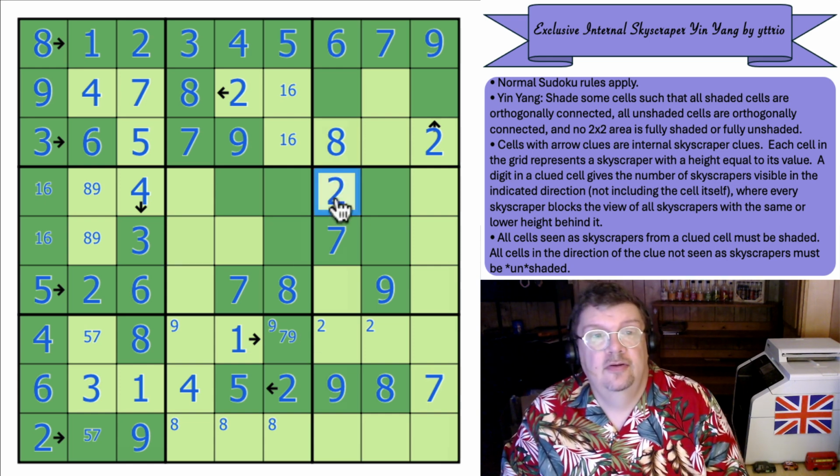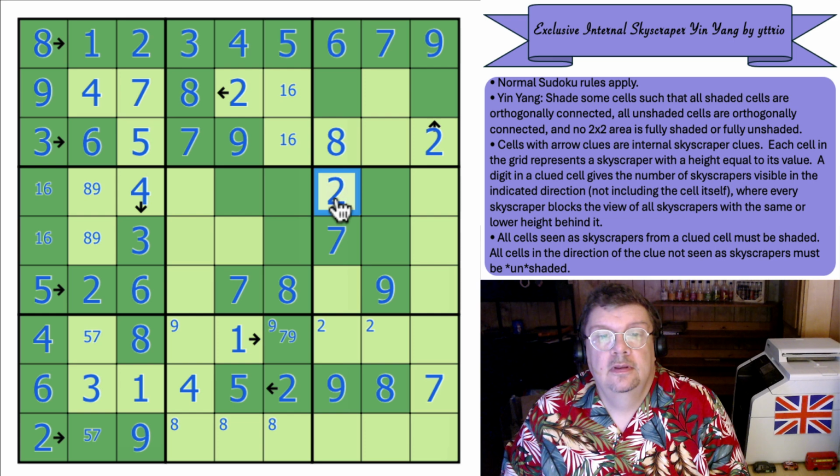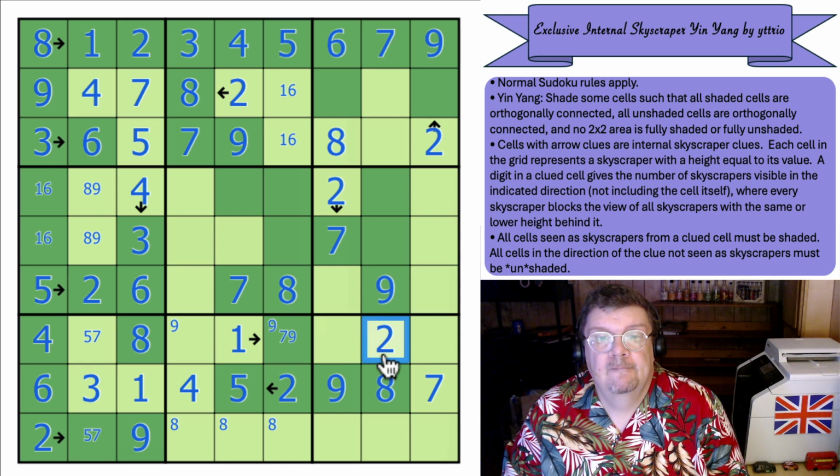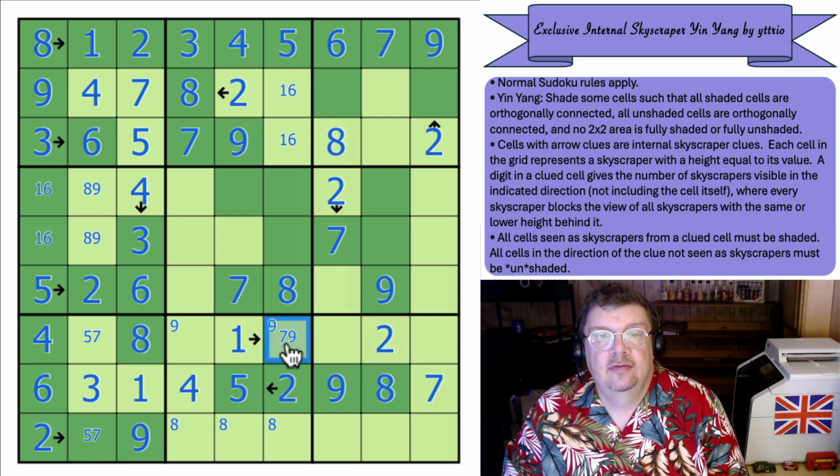That is a 2. That's not a 2, and that is. Still don't know whether this is a 7 or a 9, or whether the 9 goes here or here. Which seems a little strange, but that appears to be the way of it.